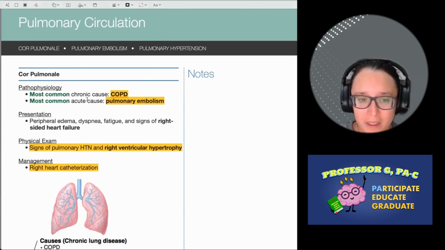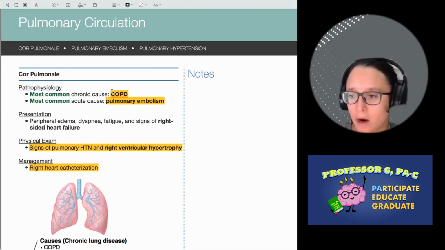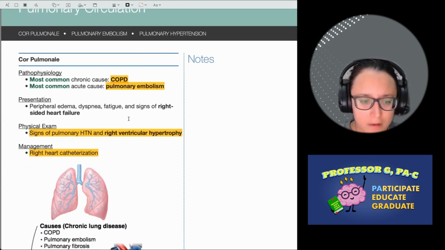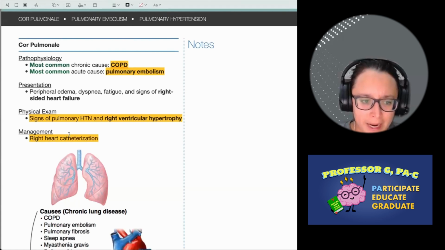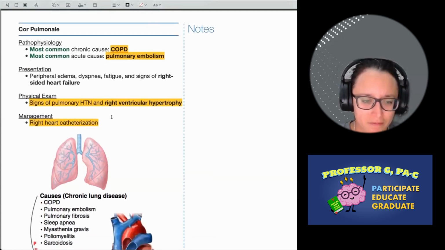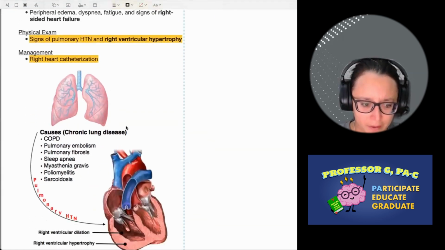Basically, what I see tested most often is COPD being the most common chronic cause of cor pulmonale. I see signs and symptoms of it. So you're going to see the signs and symptoms of COPD plus the signs of right heart failure, which are increased JVD, hepatojugular reflux, and peripheral edema, those things. And then the management or the gold standard is going to be right heart catheterization.